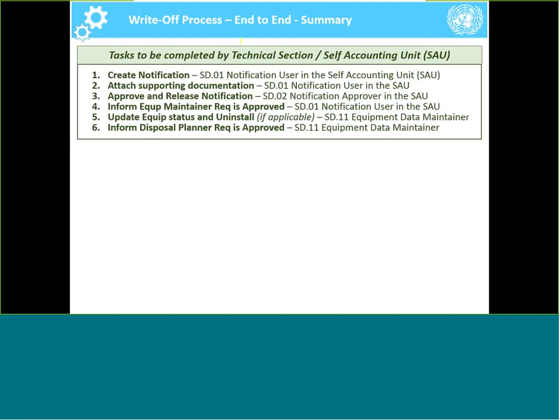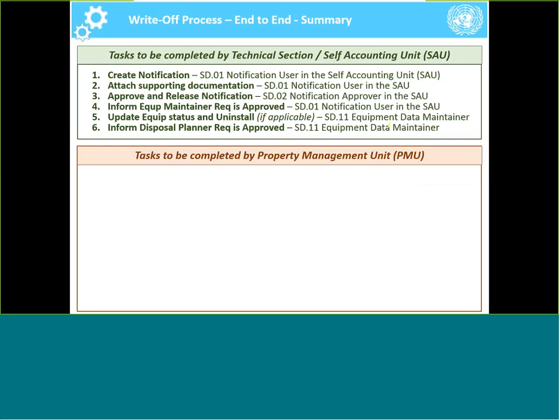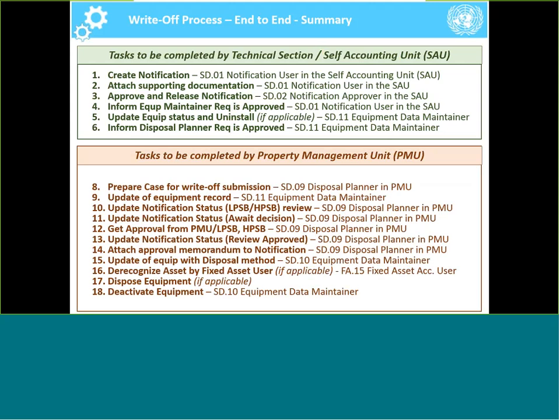The technical unit and/or the self-accounting unit are responsible for the first six tasks, up to informing the disposal planner that the request is approved, and from there on PMU in the missions is responsible for all the following tasks, from the review notification up to closing the notification. So even if there are different actors involved, like for example the fixed asset accounting user or the equipment master data maintainer, everything is managed by the disposal planner.